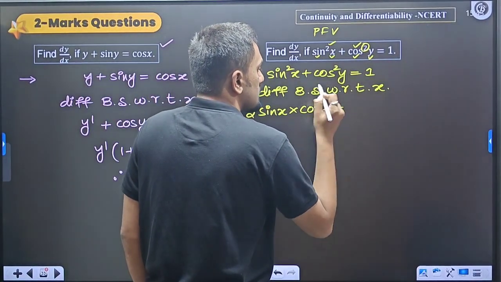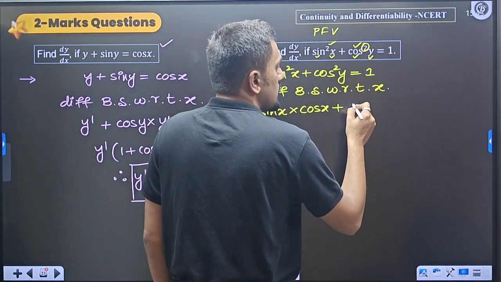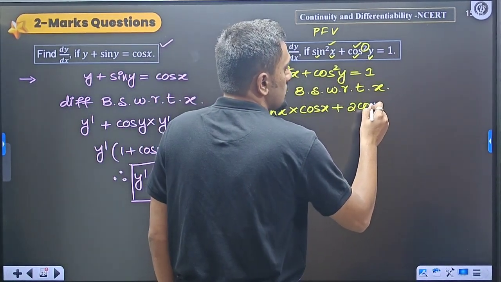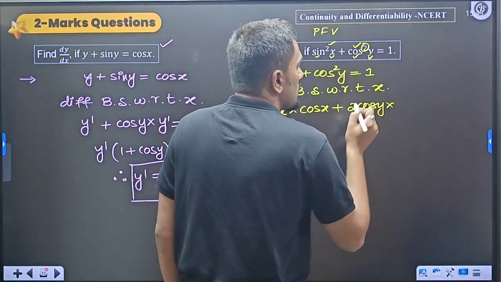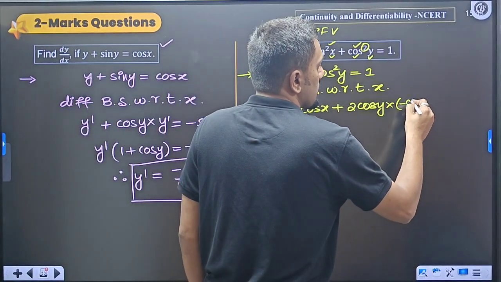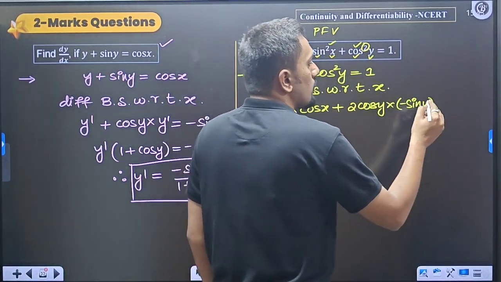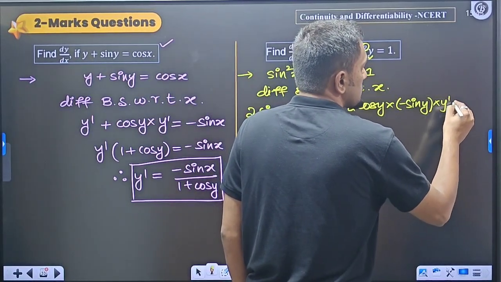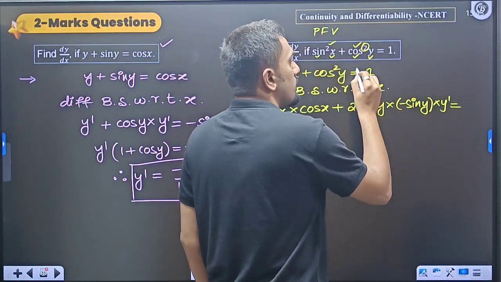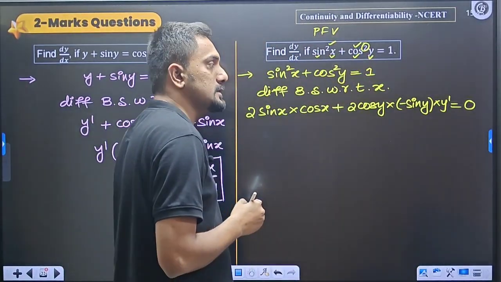Next, plus cos square y, the derivative becomes 2 cos y, into derivative of cos y, which is minus sin y, into derivative of y, which is y dash. Then what is the derivative of 1 with respect to x? 1 is a constant, derivative of constant is 0.